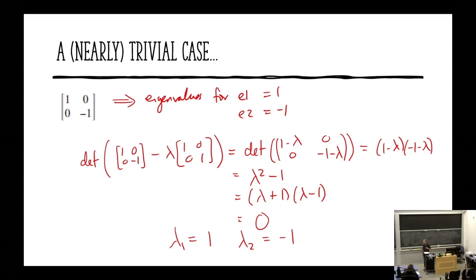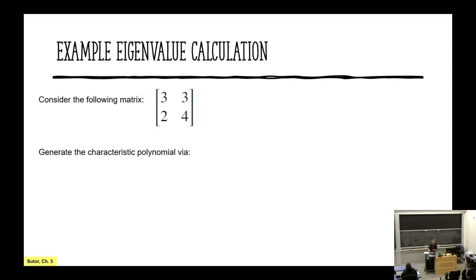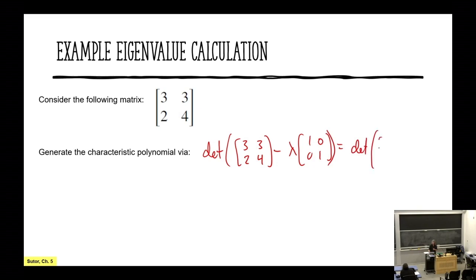So what if we have something a little bit more complicated than that? What if we have this matrix, another 2 by 2 matrix? We're going to deal with a bunch of 2 by 2 matrices in our qubit systems. So we have 3, 3, 2, 4. We generate the characteristic polynomial by using our determinant equation. So we have 3, 3, 2, 4 minus lambda times the identity matrix. That's just equal to 3 minus lambda, 3, 2, 4 minus lambda.